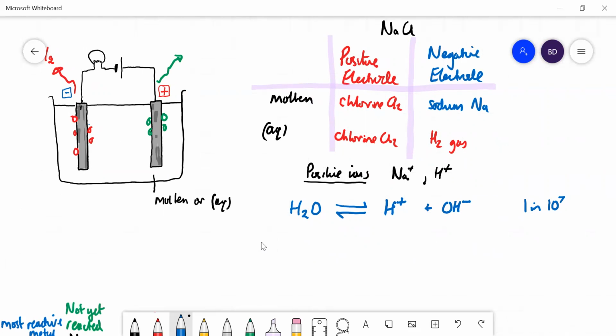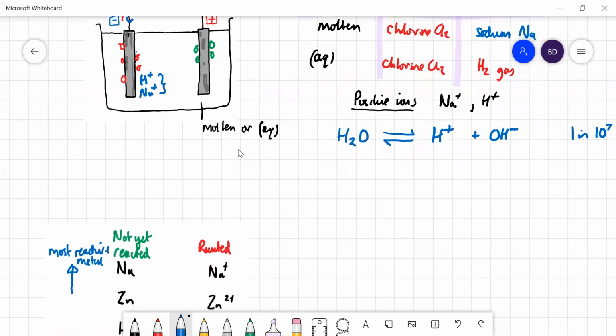Now, which ions are going to go to the negative electrode? Well, we're going to get H plus ions going there from the water, and we're also going to get Na plus ions from the sodium. And we've said before, the negative end of the battery is pushing electrons down that wire into the graphite electrode, which we've got there. And either the H plus or the Na plus has got to accept that electron. Now, which one is going to be most willing to accept it?